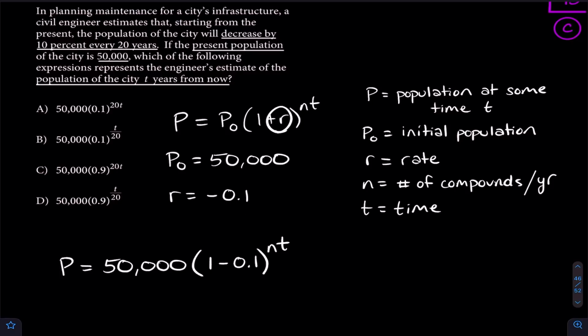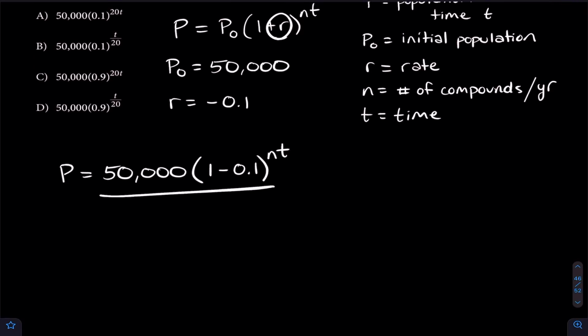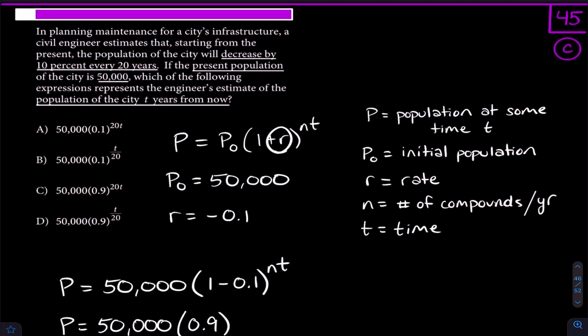And think about it, after every certain amount of time, you'd be multiplying by 0.1. That would be taking 10% of this 50,000. And that is a decrease of 90%. So hopefully, you can think about it that way. But at least we have this part figured out now, so we know that P is 50,000 times 0.9. And so that already narrows down our choices quite a bit.